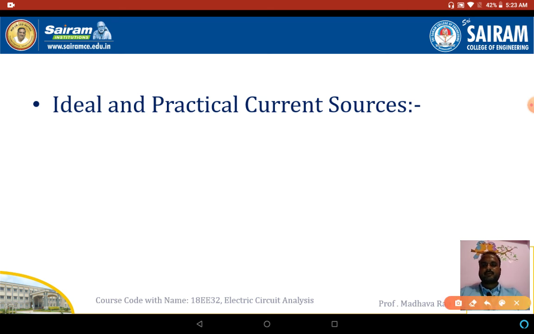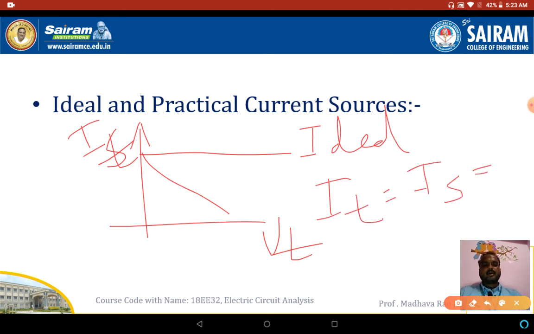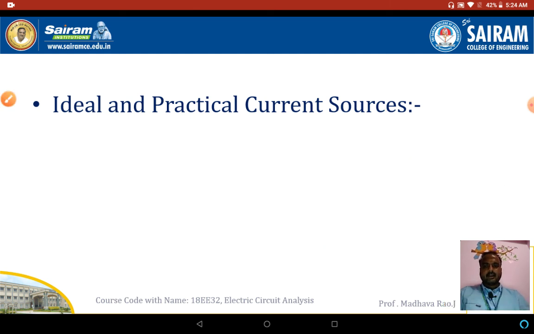Coming to the graph of ideal and practical current sources, if you take terminal voltage on the x-axis and current on the y-axis, the ideal current source is like this, a constant, and for the practical current source, when Vt is increasing, It will decrease. So for the practical current source, the terminal current It is equal to Is minus Vt by Rs. That's why the terminal current will decrease when Vt increases. So this is about ideal and practical current sources.